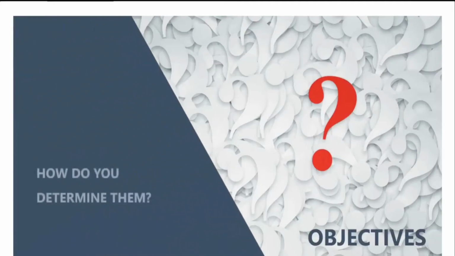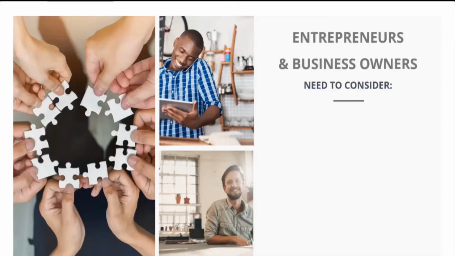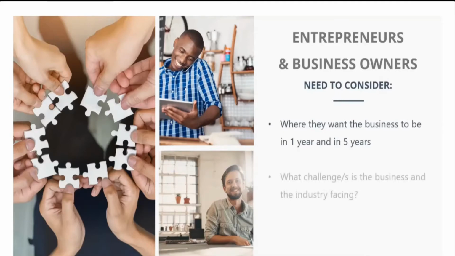Moving on to objectives, and something that comes up a lot is how do you determine them? Now, if you are an entrepreneur or a business owner, then you need to consider a few things. Namely, where you want your business to be in the next year and in the next 5 years. That needs to be a proper plan, written out, detailed information. And that is really then the start of where you are setting your goals.